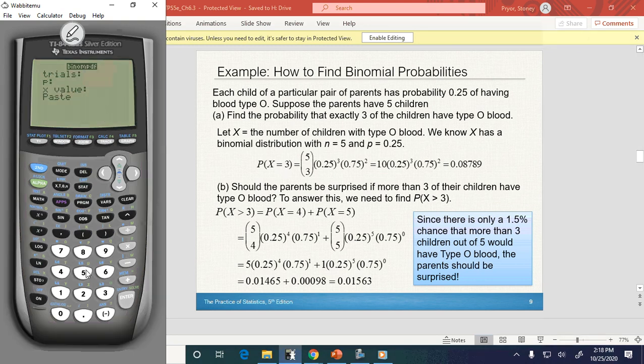The number of trials was 5. The probability of success was 0.25. And I had 3 successes. 0.08789. Now you're still going to have to understand how to put the numbers into the formula, but you can always use your calculator to actually do the work.